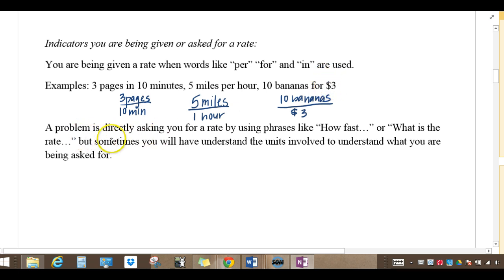So a problem is directly asking you for a rate when the problem uses phrases like how fast, or directly says what is the rate. But sometimes you're going to have to understand the units involved to understand what you are being asked for. So when you're given a rate, we should look out for these keywords. When you're being asked to find a rate, you want to look for the phrases how fast or what is the rate, but ultimately understanding the units is really going to save you in understanding the concept of rates versus quantities.